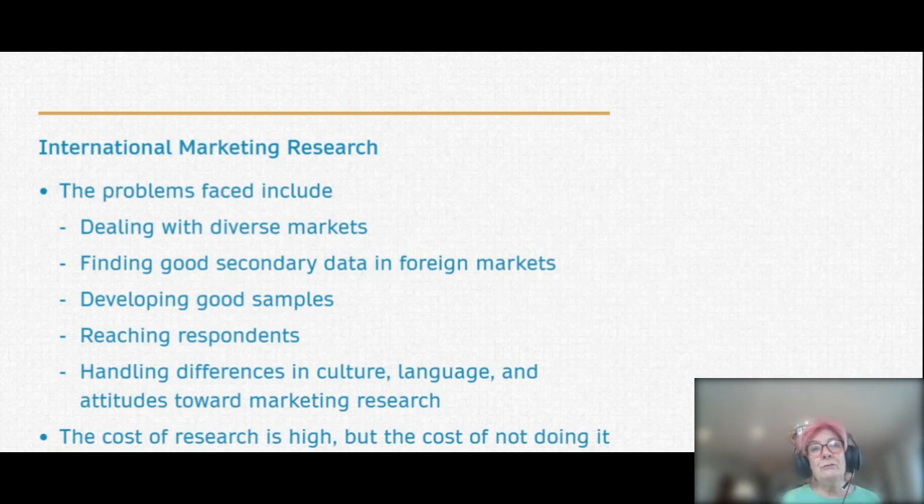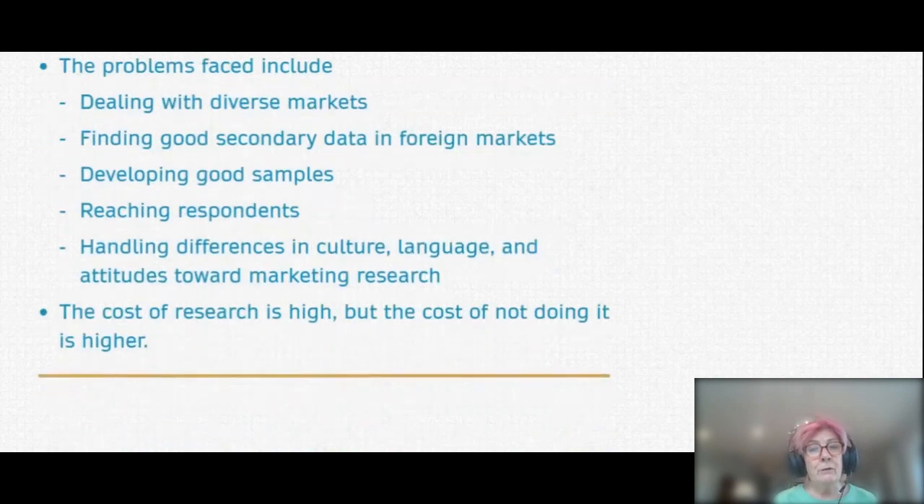And it can be difficult to reach respondents in some markets. For example, in some countries, internet coverage is not as good as it might be in others. In some countries, people live much more rurally than in others. It can be difficult to reach those people. And then handling those differences, not just in language, but also in culture and attitudes towards marketing research, can be difficult. The last thing any business wants to do is to offend or upset consumers at that early stage of market research. Market research is often the first stage in the selling process.